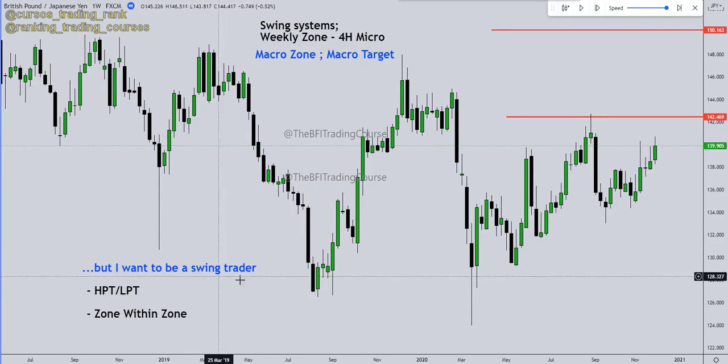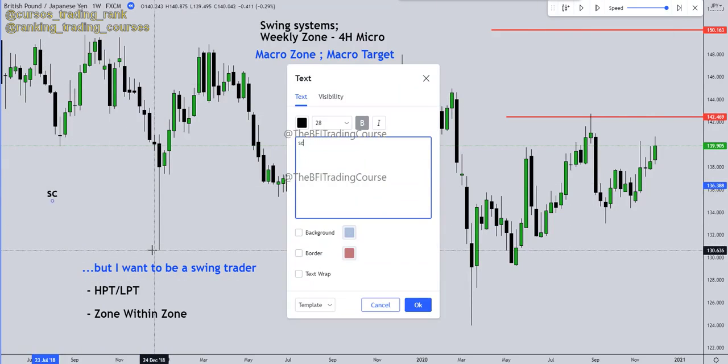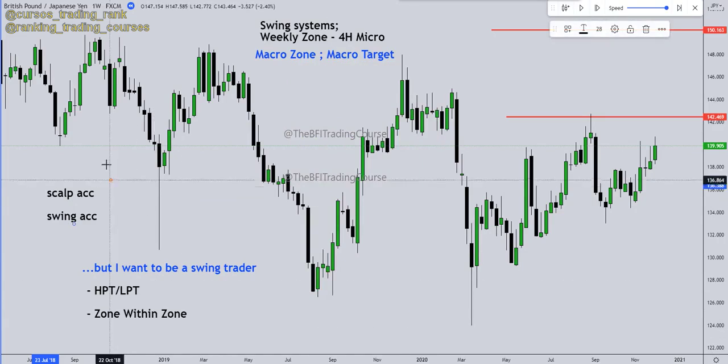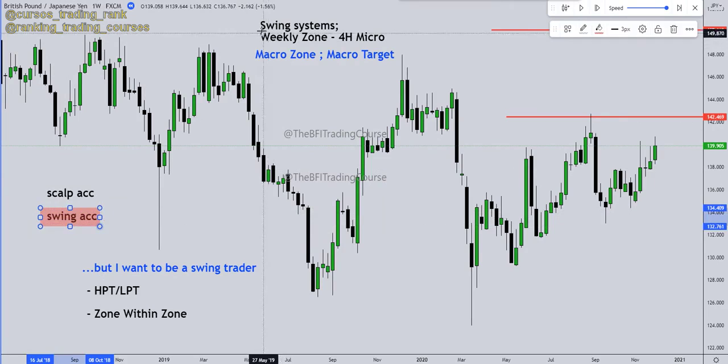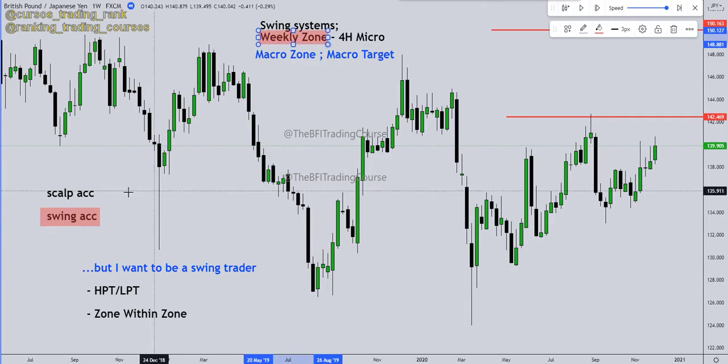Okay, let's look at this point here. But I want to be a swing trader. A lot of people say that. Who's stopping you? Okay, here's a good idea. Maybe you have a scalp account and a swing account. Maybe you have an account that you won't be active much on, but you use this one to get clicking at the weekly zones. Set and forget type of strategy. It could be HPT, LPT, but it's a weekly zone.